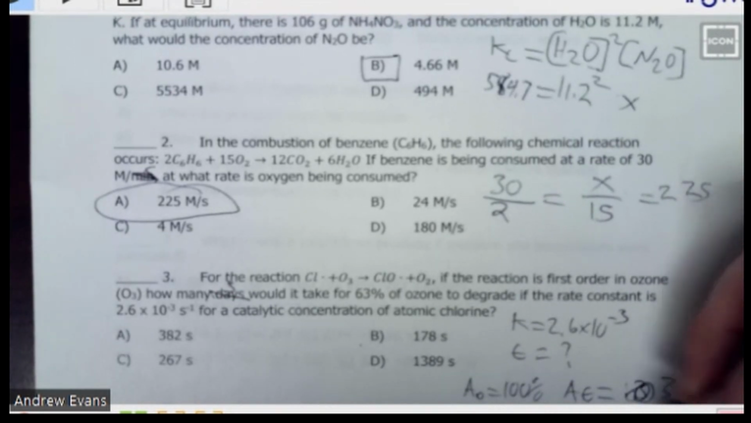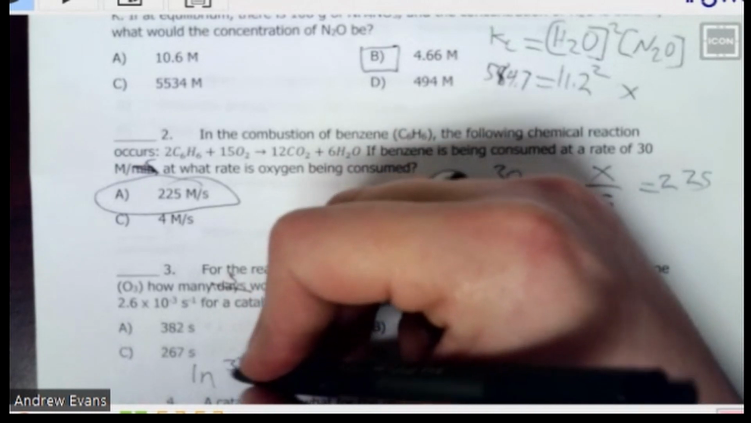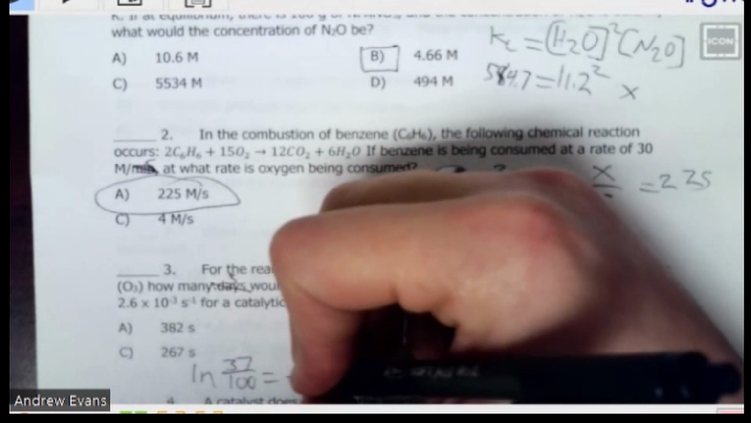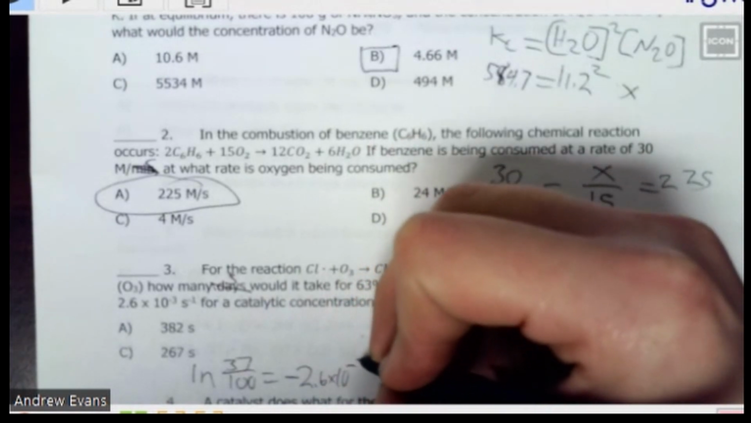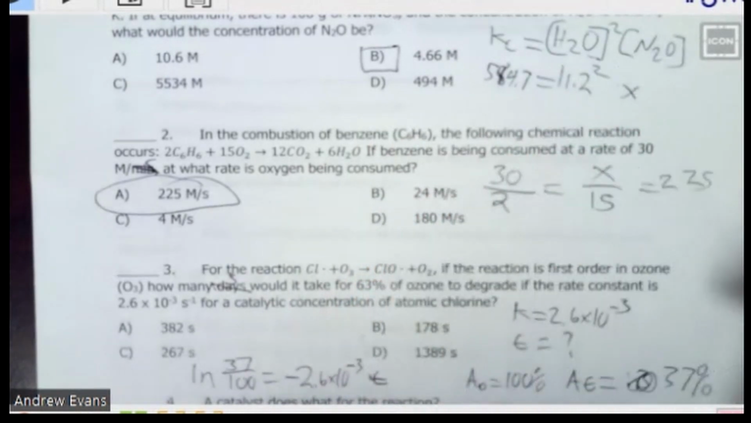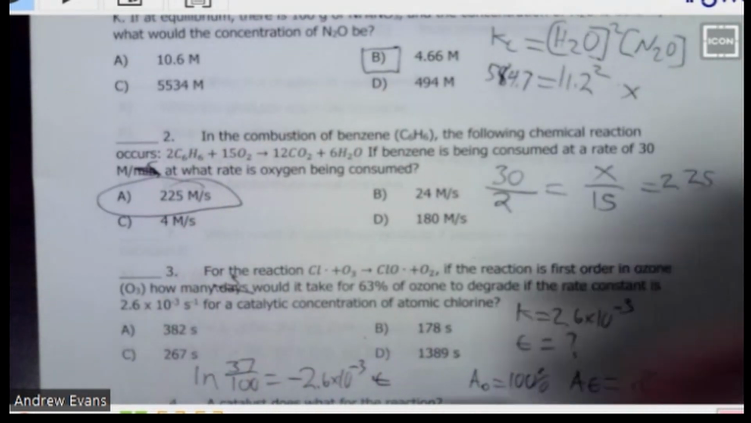That must mean there's 37% left. So the equation is ln 37 over 100 equals negative 2.6 times 10 to the negative third times T. Solving that, ln 0.37 divided by negative 2.6 times 10 to the negative 3, we get 382. So A.